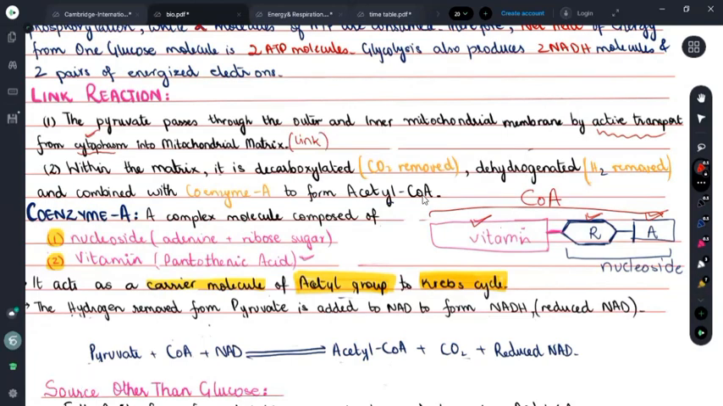Within the matrix, what happens is, first, decarboxylation, that is removal of carbon dioxide, takes place. Then dehydrogenation, that is the removal of hydrogen, takes place. And third, coenzyme A gets attached to the acetyl group, forming acetyl coenzyme A.